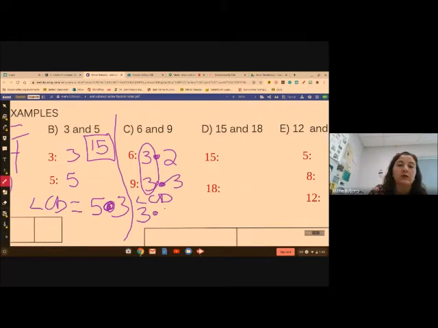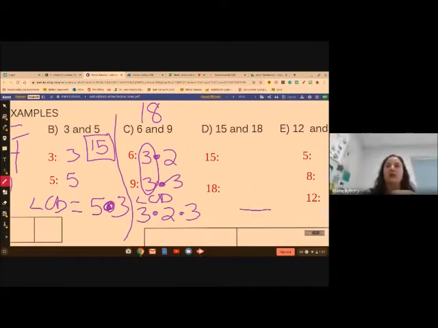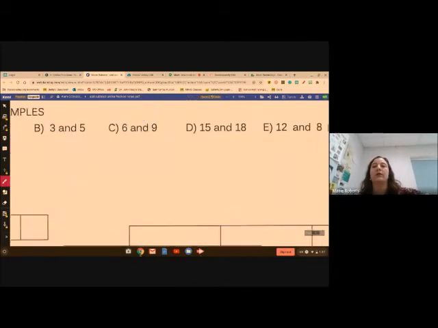Then they don't share a 2, and they don't share the other 3. So 3 times 2 is 6, times 3 is 18. The lowest common denominator for 6 and 9 would be 18, or the lowest common multiple. We're not going to use tables. We are doing prime factorization, and you might not like it, but you should trust me, because this is the easier way to do things, especially when the numbers get harder.